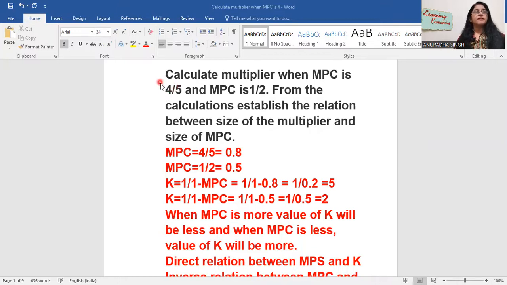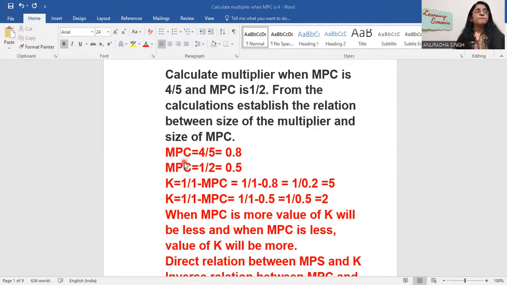The first question is: calculate the multiplier when MPC is 4 upon 5 and when MPC is 1 upon 2. So there are two values of MPC given. Why have they given two values? Because you have to tell the relationship. From the calculations, establish the relationship between the size of multiplier and the size of MPC. What will happen when the size of MPC increases? What will happen when the size of MPC decreases? That you have to tell.